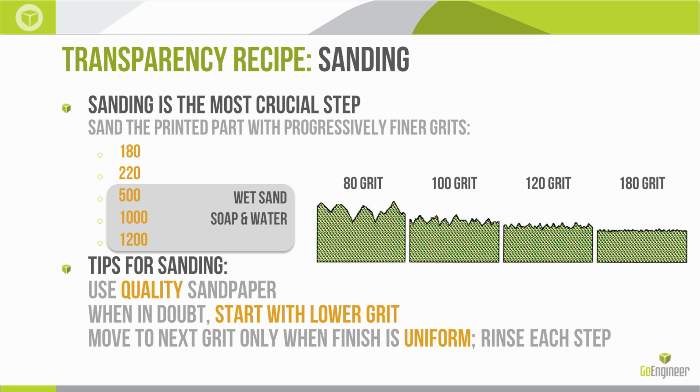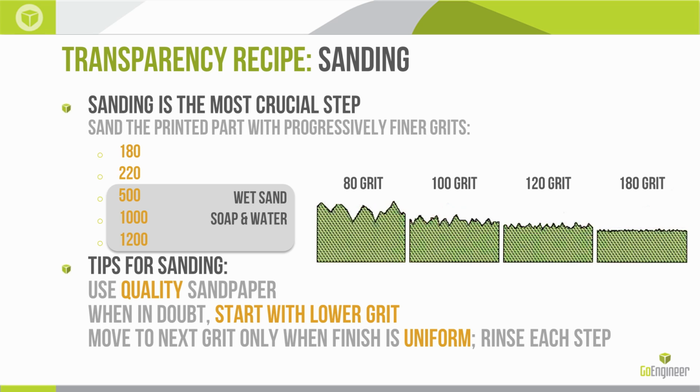All right, next step is sanding. Sanding really is the most crucial step in this transparent recipe. The good thing is that it's pretty approachable and it's cheap to do. The only thing it costs you is sweat equity. It takes a little bit of time, but you can find a lot of information about good sanding techniques and good processes. Generally, because of the quality of the PolyJet parts off the machines, we really never go less than a 180 grit sandpaper. And I generally start with a 220 grit.